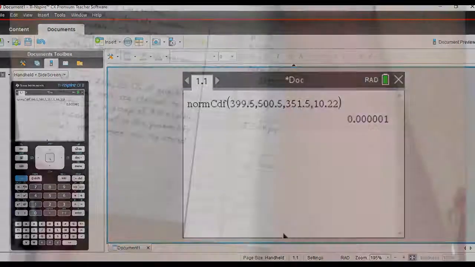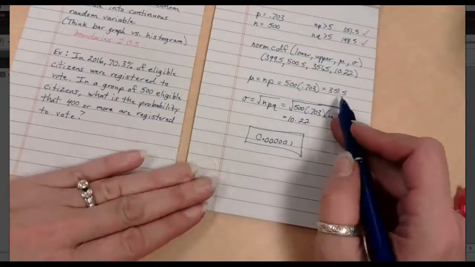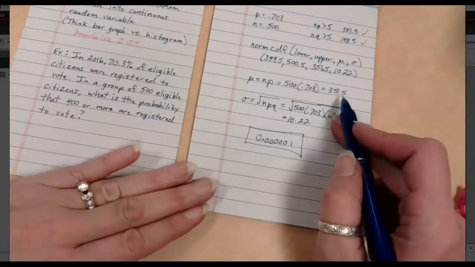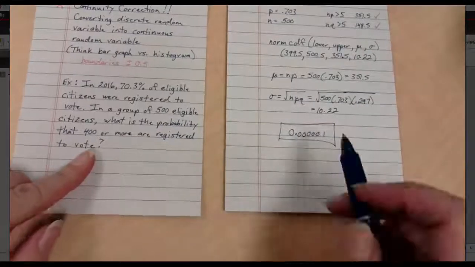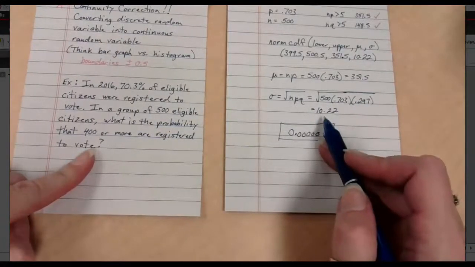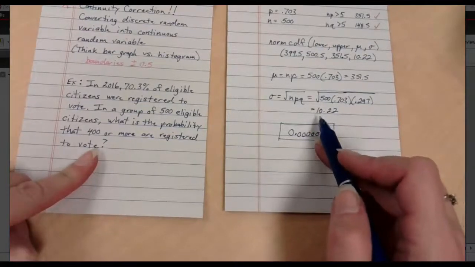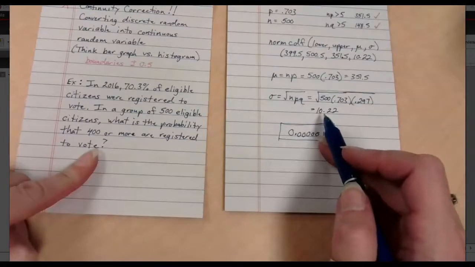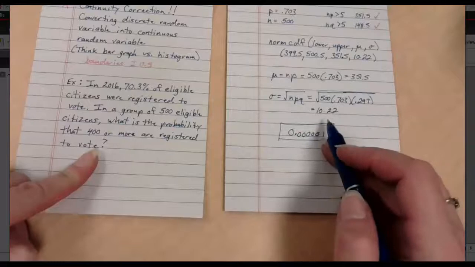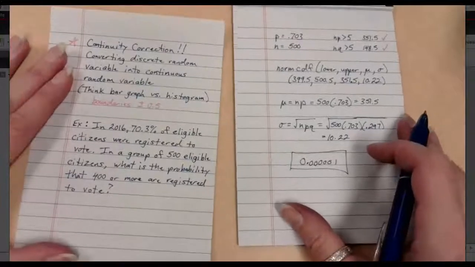All right, if I jump back to my other screen for a second, let's think about why that's so small. This is my mean, my expected value. My expected value is 351. 400 is significantly above that. How significantly above that? Well, if our standard deviation is 10.2, most of our data we expect to be within 2.5 standard deviations of the mean. That means we expect most of our data to be within 25 each direction of 350. This is definitely well over that, so it is not super likely, and that answer actually makes sense.